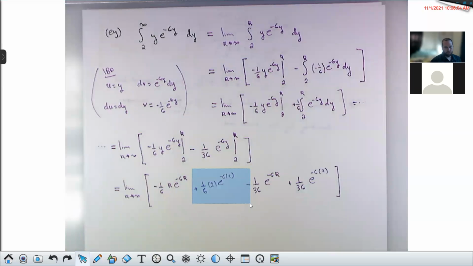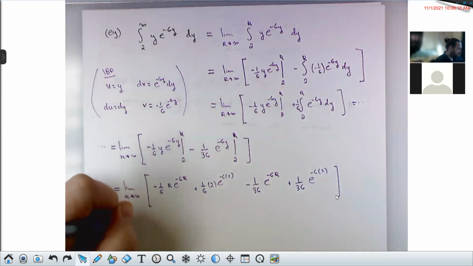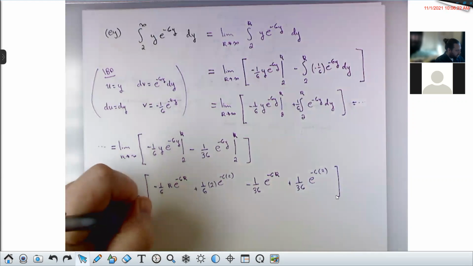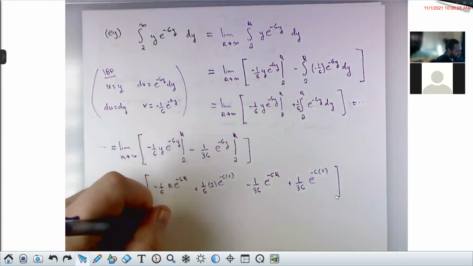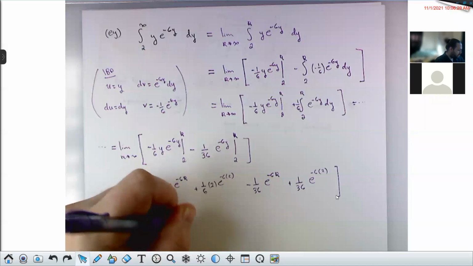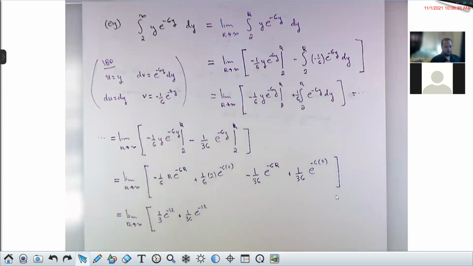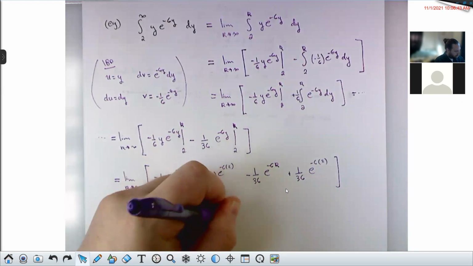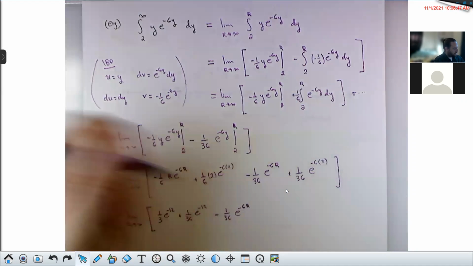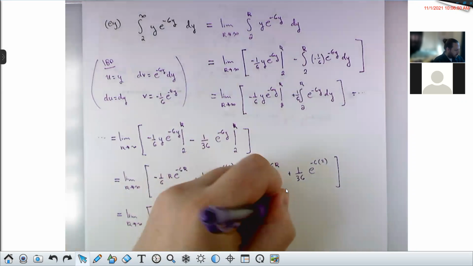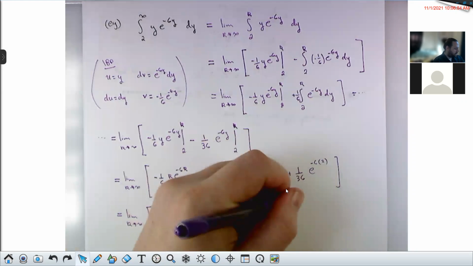So this term and this term are like terms. They're both e to the negative 12 stuff. I've got here 2/6, which is 1/3 e to the negative 12, plus 1/36 e to the negative 12. So let me just group those out front. Those are, of course, constants. I'm not terribly worried about them. The other two pieces, negative 1/36 e to the negative 6r and minus 1/6 r e to the negative 6r, these we have to think about a little bit.